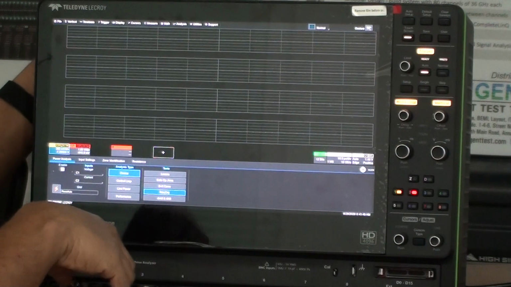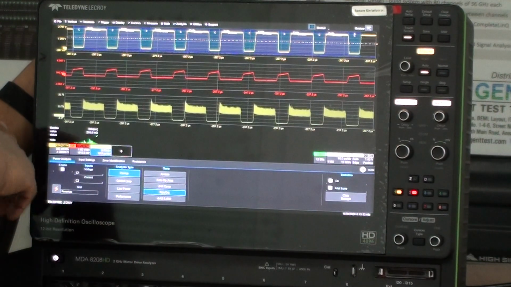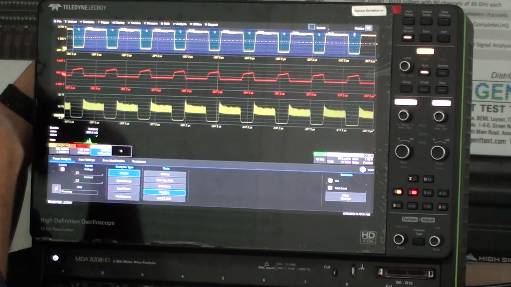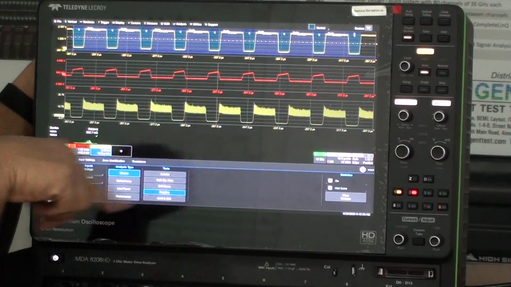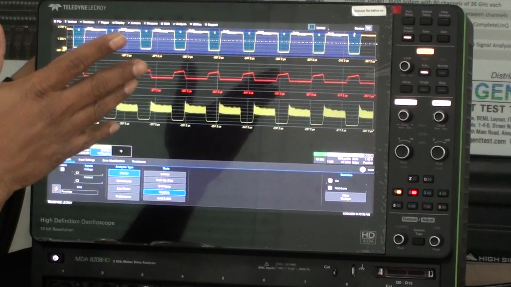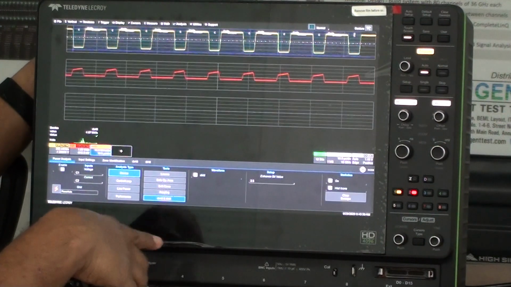And you have this RDS on. This RDS on is basically for you to look at your return path or return current path, and RDS on you could see. Next is the dV by dt.